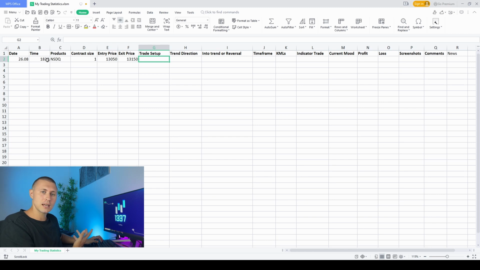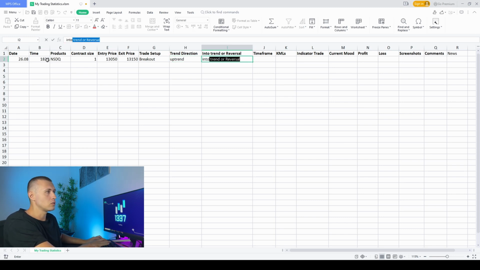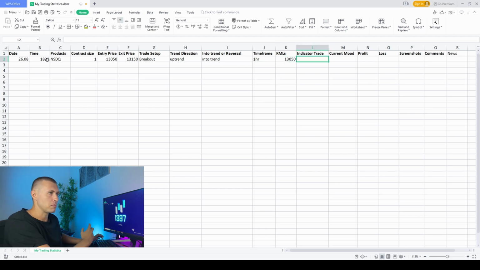All right. The trade setup that I took is a breakout. The trend direction is uptrend, okay, and I took the trade into trend. All right. The time frame was 1 hour, for example. The key market level was at 13,050, for example. I took a trade off of the key market level. Indicator trade, no, I did not take any indicator trades.